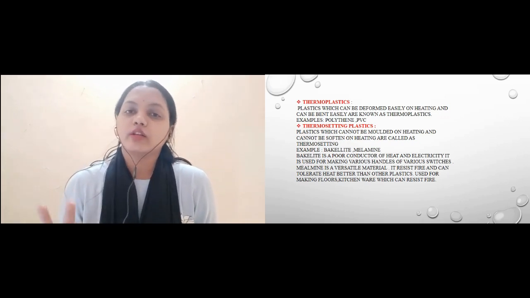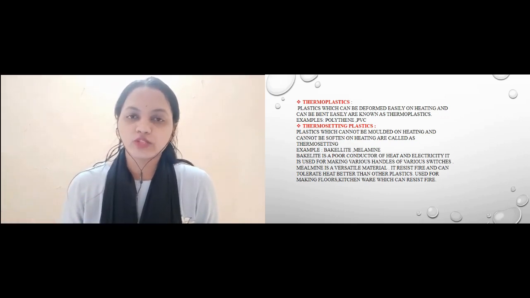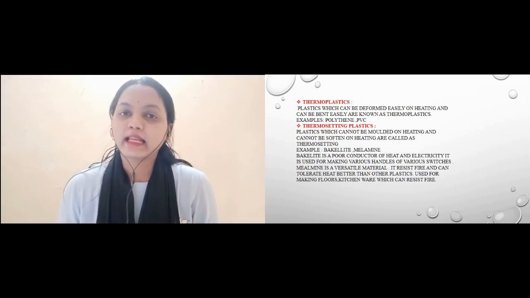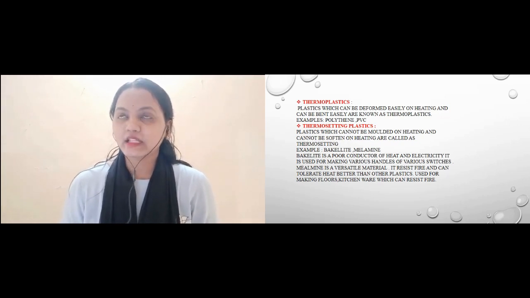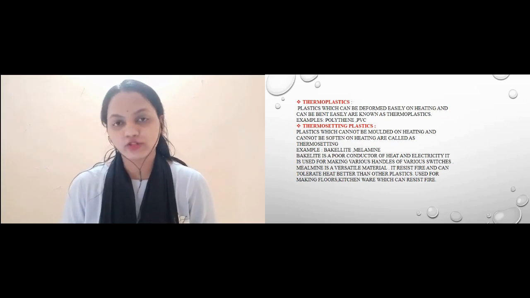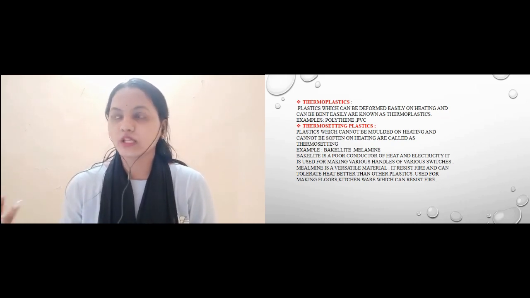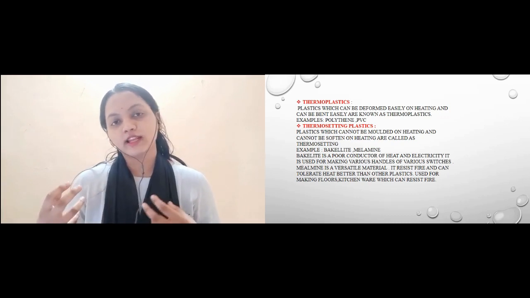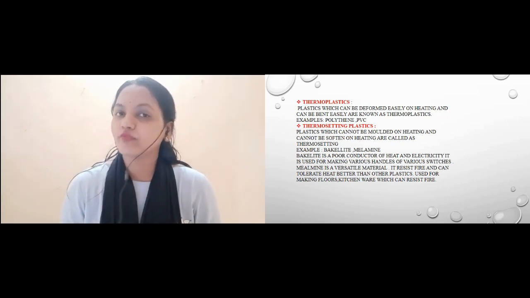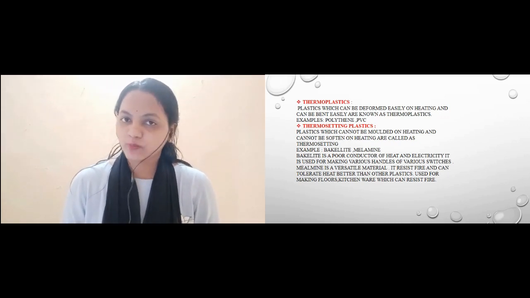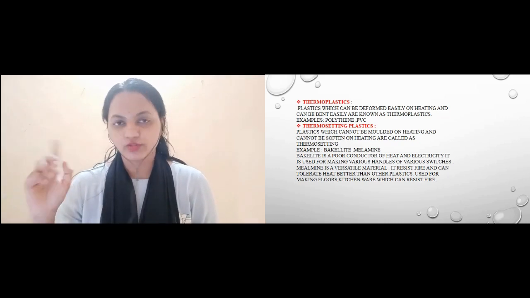Now, examples of thermosetting plastic are Bakelite and Melamine. So what is Bakelite? Bakelite is a poor conductor of heat as well as electricity. It is mostly used in your electric switches. So these electric switches are made up of which plastic? That is Bakelite. They are poor conductors of heat, that is why they are used there.